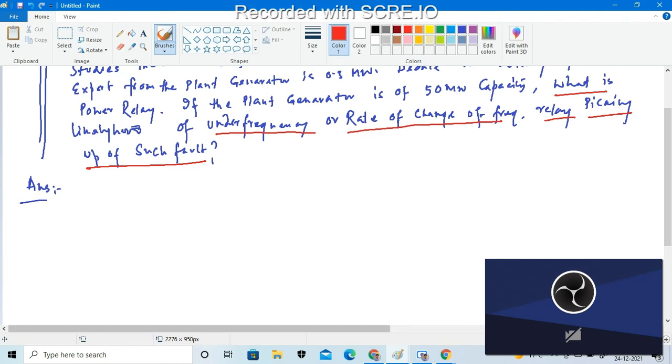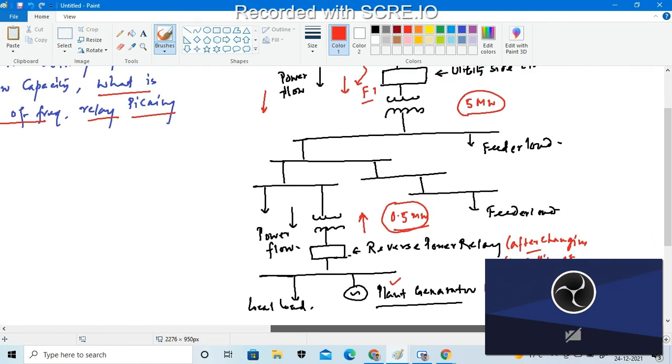Okay, so the answer for that is actually this particular reverse power relay. This particular relay, the reverse power relay, or the reverse power flow relay, can be set to 0.4 megawatt. So this reverse power flow relay will have the plug setting at 0.4 megawatt.